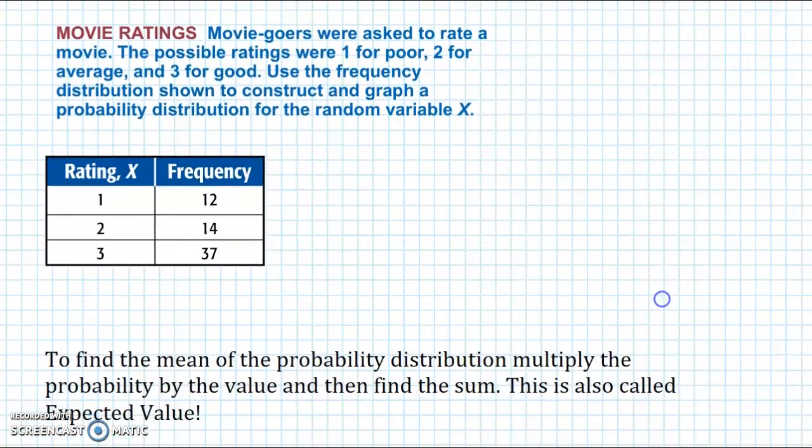Here's another example. Moviegoers were asked to rate a movie. The possible rankings were 1 for poor, 2 for average, 3 for good. Use the frequency distribution shown to construct a graph and graph a probability distribution for the random variable. We're not really worried about a graph right now. So we're just going to construct a table. So this time, just to be different, I'll do a horizontal table. So here I have my rating, which is my x.